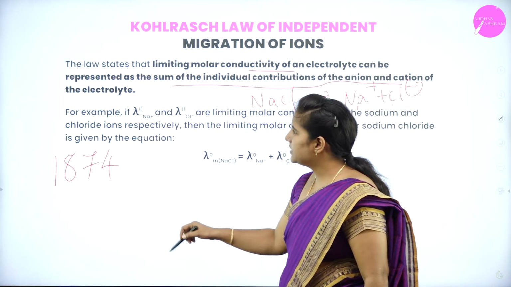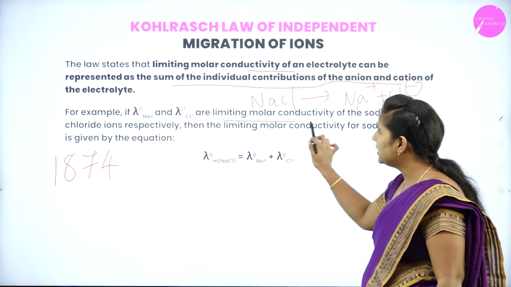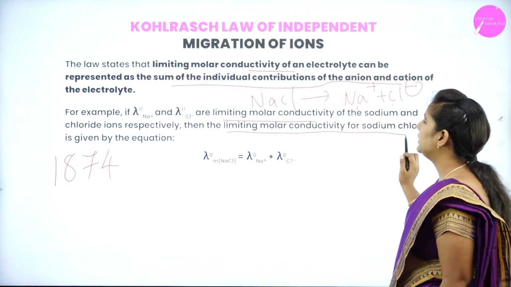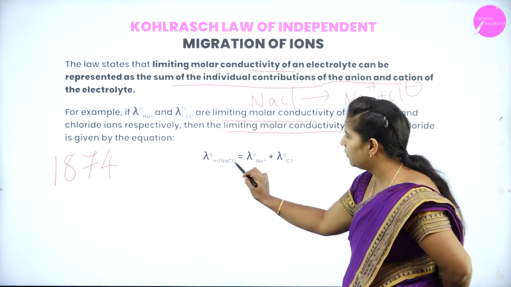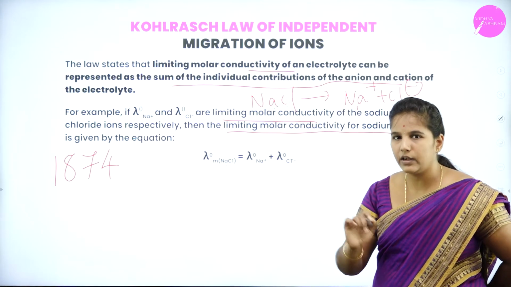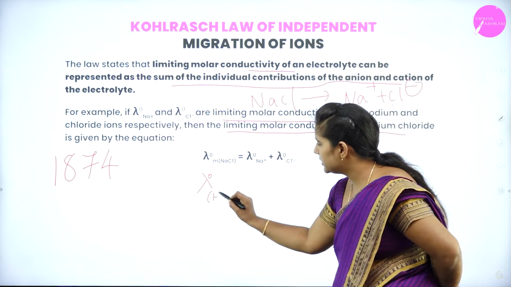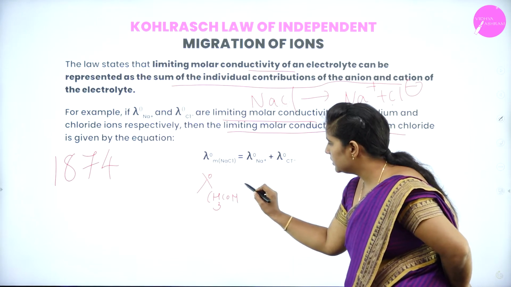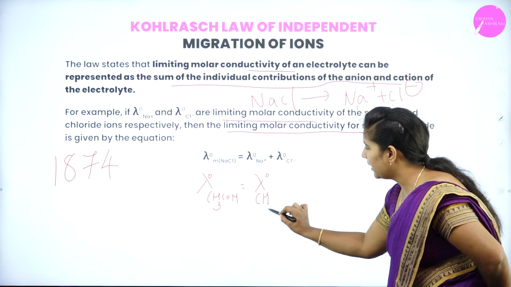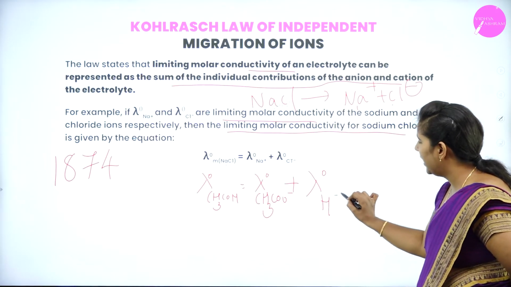For example, if I take λ° for the sodium and λ° for the chloride as the limiting molar conductivity of sodium and chloride ions respectively, then the limiting molar conductivity can be represented as λm of sodium chloride, which is equal to the individual ions. In sodium chloride, we can say that sodium ions will be there and chloride ions will be there. Similarly, you can write for acetic acid also, CH3COOH. So which are the ions in acetic acid? We can say limiting molar conductivity is due to the acetate ion plus the limiting molar conductivity of the hydrogen ion.